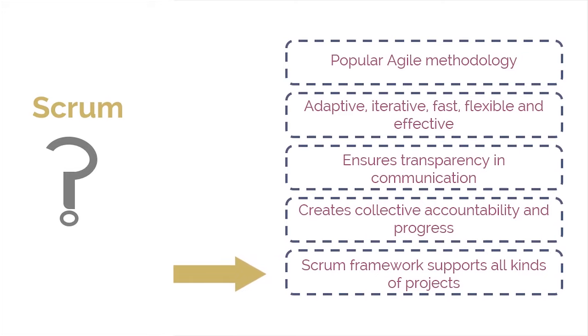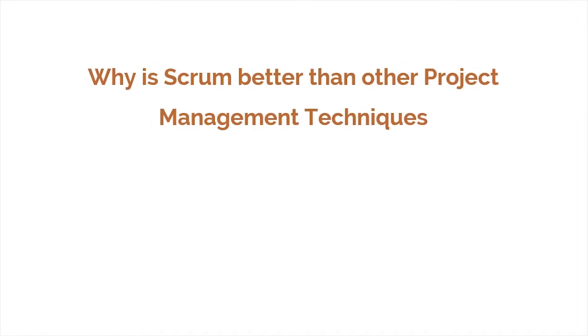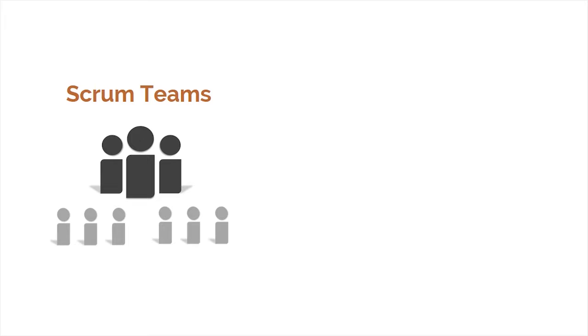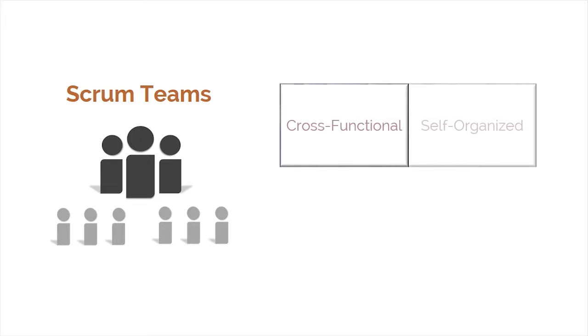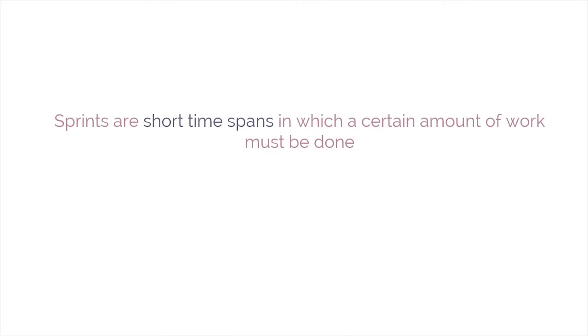The Scrum framework, as defined in the SBOK Guide, is structured in such a way that it supports product and service development in all types of industries and in any type of project, irrespective of its complexity. Here another question arises. Why is Scrum better than other project management techniques? A key strength of Scrum lies in its use of cross-functional, self-organized, and empowered teams who divide their work into short, concentrated work cycles called sprints. Think of sprints as short time spans in which a certain amount of work must be done.